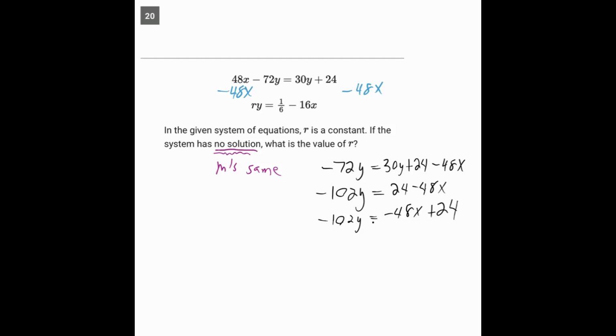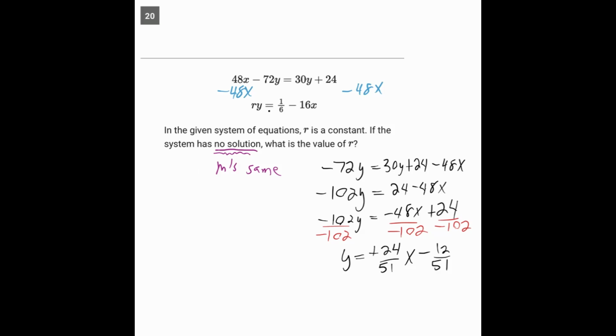Let's reverse the right-hand side. The reason I did that is because we're trying to get this to look like mx plus b. In mx plus b, the x part comes first. Now we can divide by the negative 102 on both sides. And now we'll have y is negative 24, or positive 24 over 51, x minus 12 over 51.